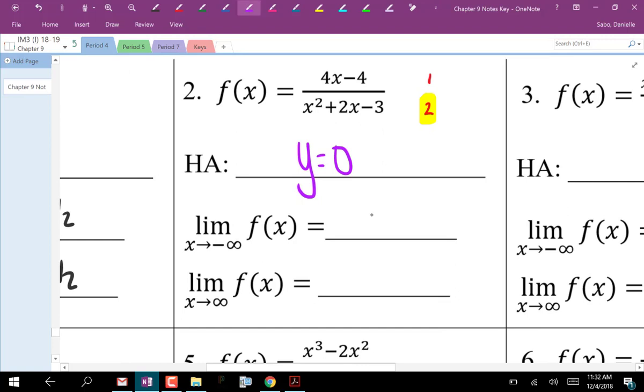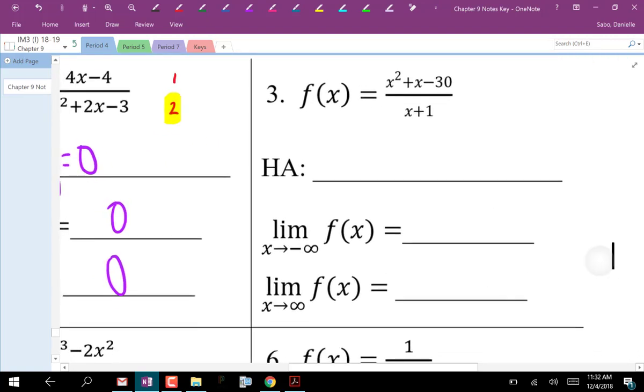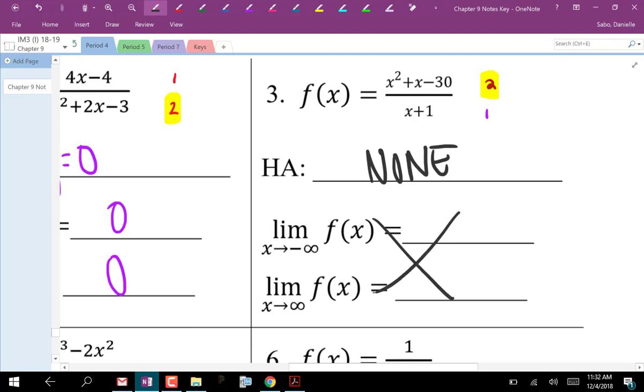What number? 0. Done. And we'll talk about that more when we get to the graph. What's the degree of the top here? And what about the bottom? Which one's bigger? The top. If the degree is higher in the top, what does our chart say happens? There is none. And when there is none, you can just cross off this piece, because the ends are going to infinity and negative infinity, but we don't really care about that part. Okay, let's try it again.